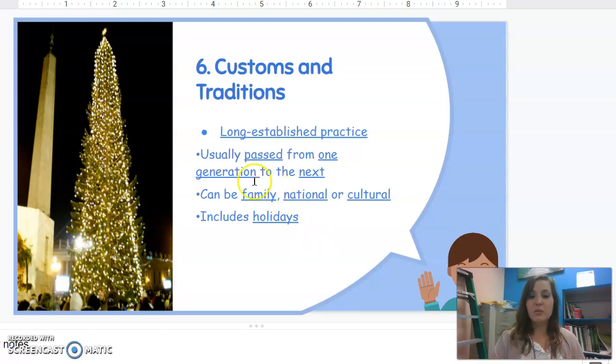And obviously it can be within the family, it can be national, or it might be in a cultural region, so a specific area of that country. Oftentimes these are passed down from one generation to the next, and usually these are long established practices. That means that people have practiced them for a long time and they pass that down to their children, and then it is passed on again.